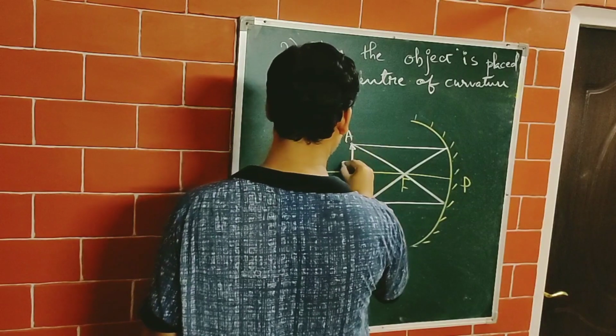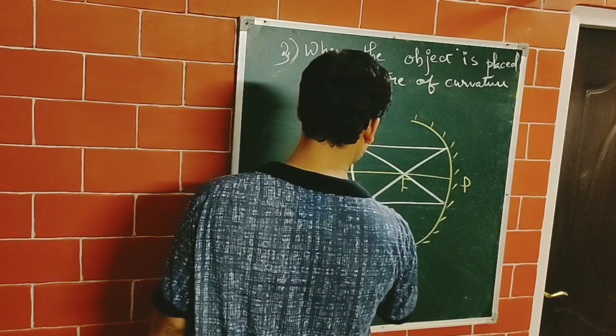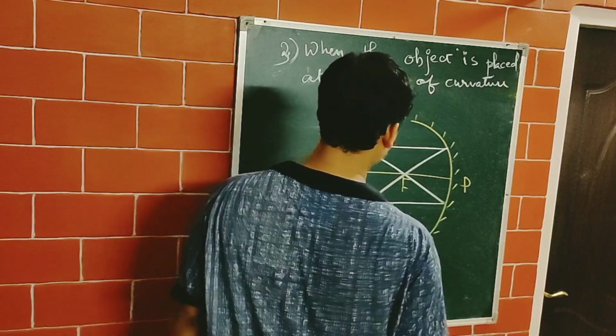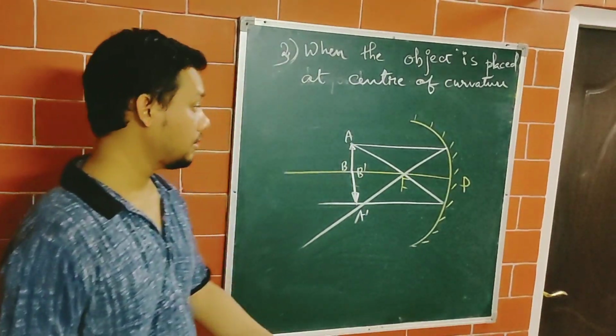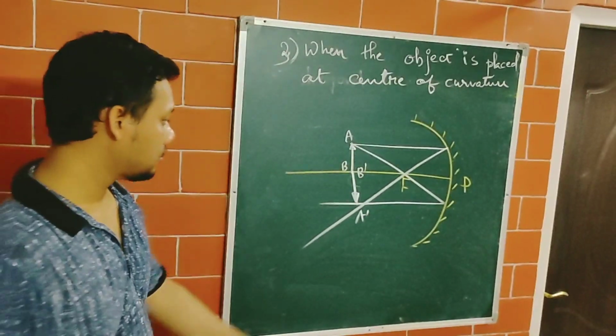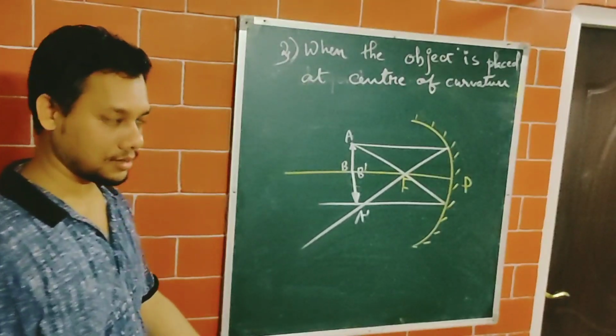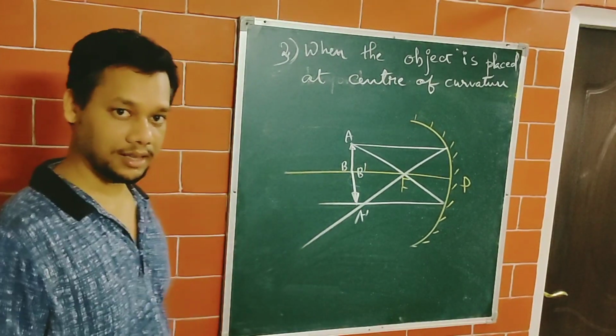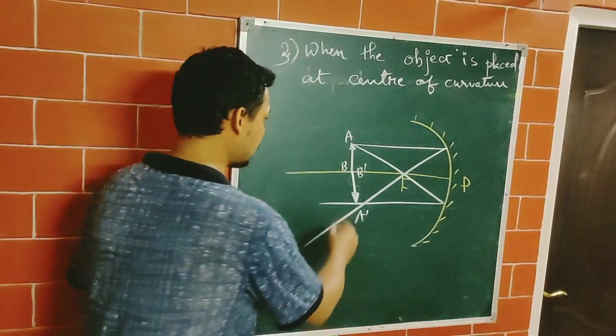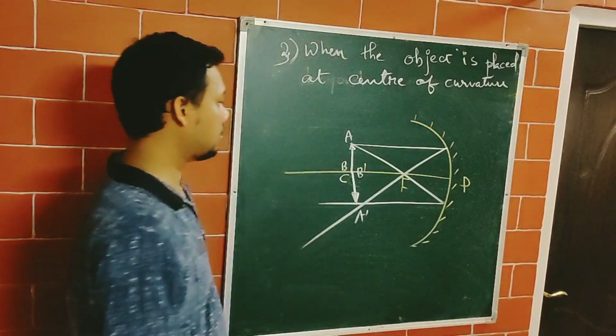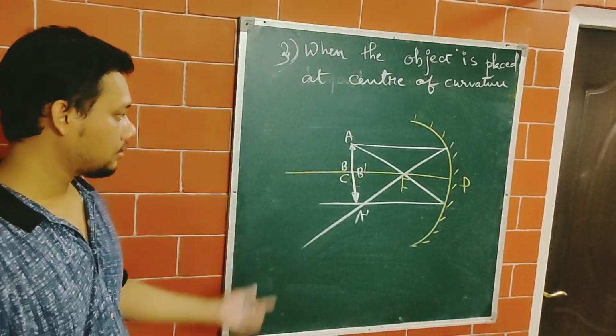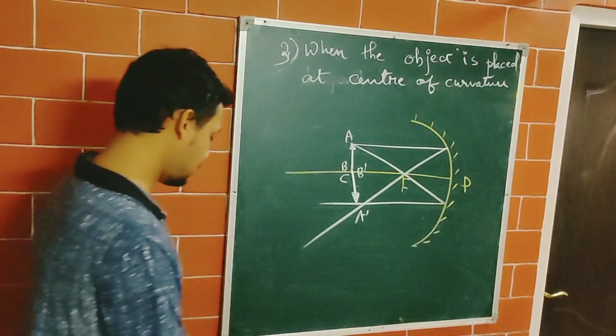If this is AB, this is A dash B dash. Draw it very carefully. I have not taken a scale, so there is a little bit of bend. I have adjusted because I know the image will form at C. This is the C. So how is the nature of the image?